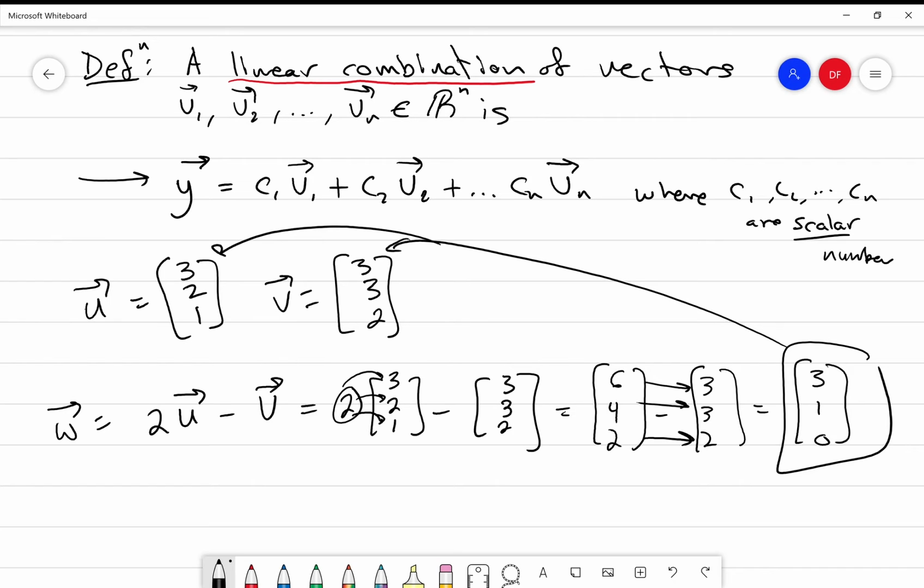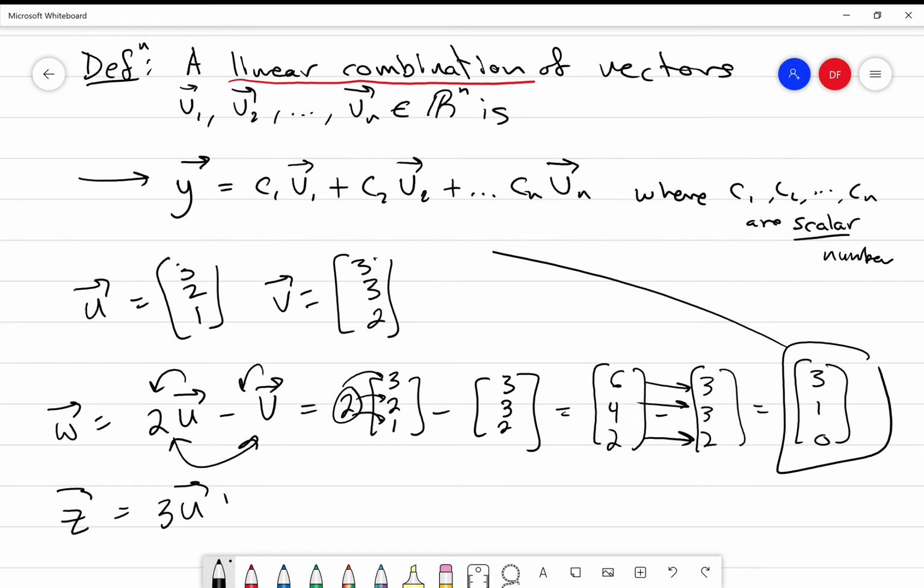And what is a linear combination? It means I multiply one vector by some number, and I multiply the other vector by some number, and then I add them. Okay? Another linear combination would be 3u plus 7v. This would be another linear combination of u and v.